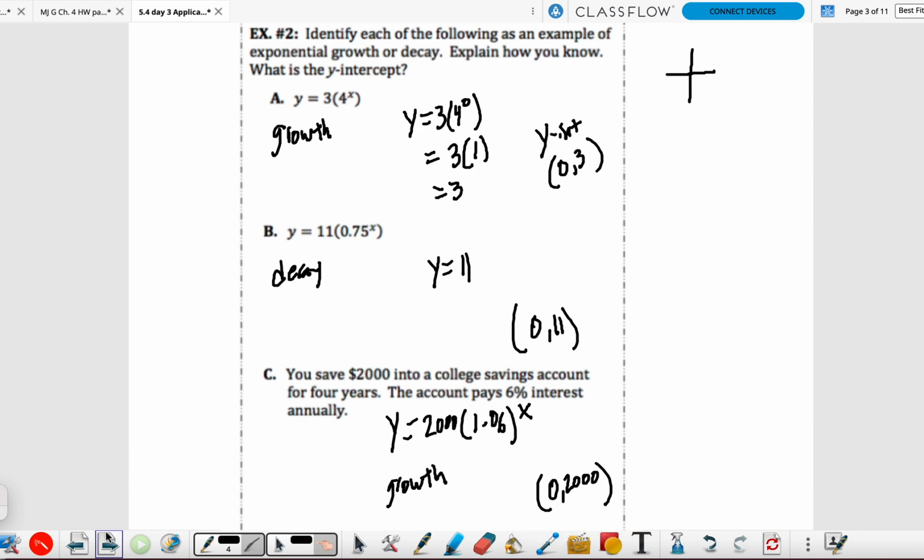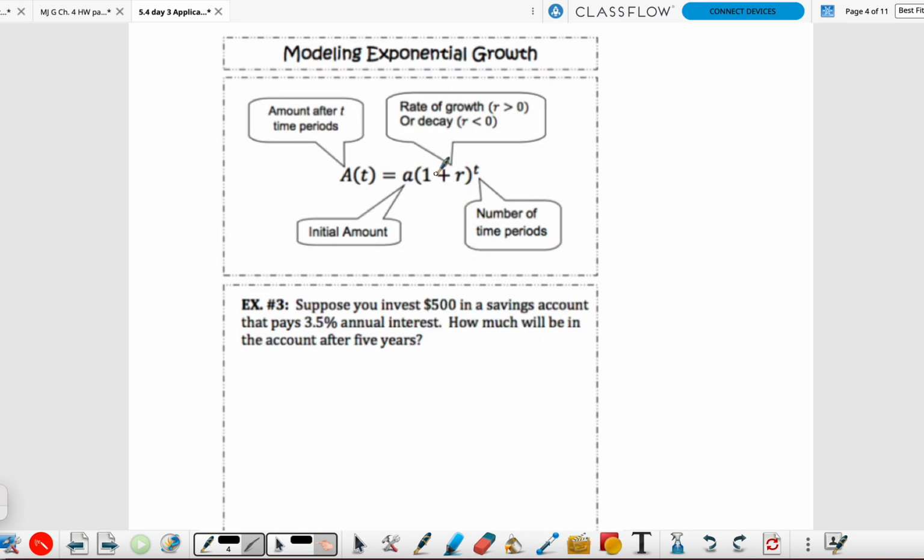Okay, so to take these applications a little bit further, we did this a little bit in the last video, but here's just a great way to look at exponential growth or decay as it pertains to percentages. So this could be plus or minus r. If it's minus r, that's your percent. That would give you a value here less than 1. A is your initial amount. T, or x sometimes we use, is your number of time periods.